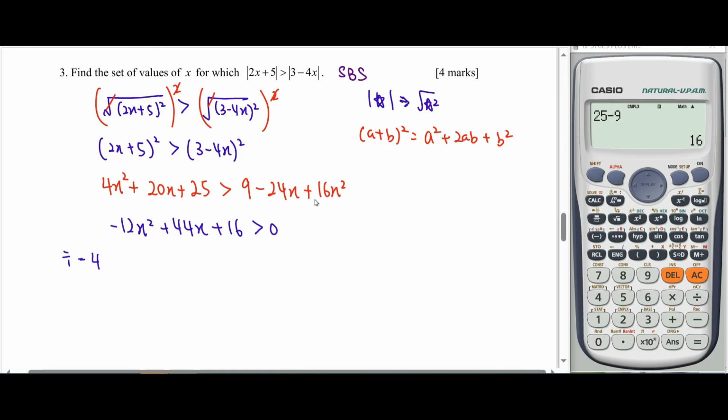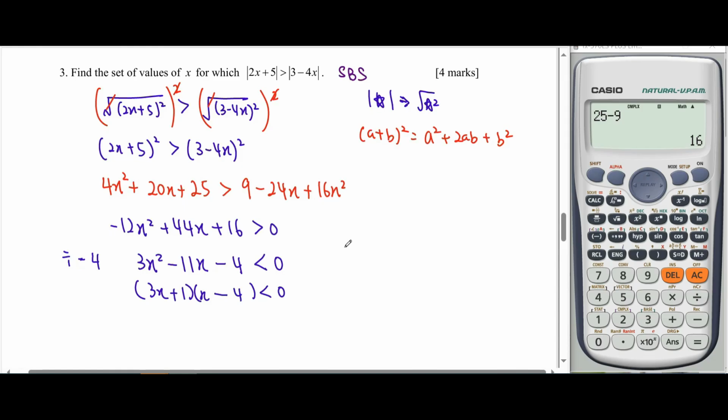When we divide by negative 4, here we have 3x squared, this is negative 11x, and this is negative 4. When you divide by a negative, change the sign. Then only can we start to factorize. So 3x, 1 with 4, we have negative and plus.